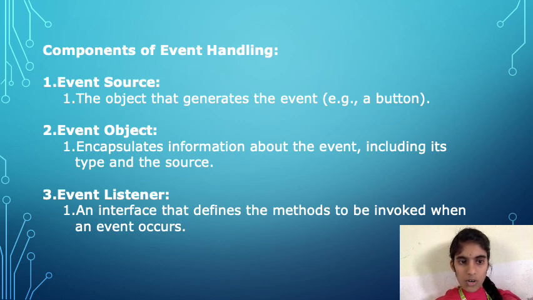Event source, the object that generates the event, for example a button. Event object, it encapsulates the information about the event including type and the source. Event listener, an interface that defines the methods to be invoked when an event occurs.